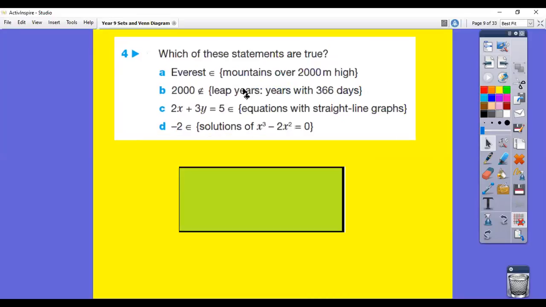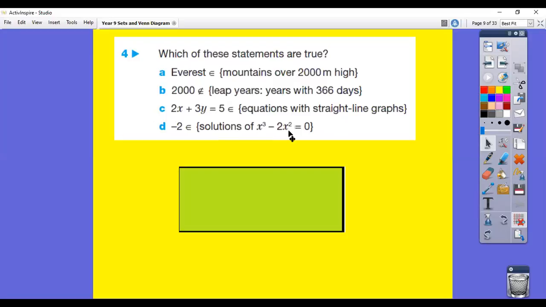Moving on to question 4. Which of these statements are true? So is Everest an element of mountains over 2,000 meters high? 2,000 is not an element of leap years, so years with 366 days. So that's the year 2000. 2x plus 3y equals 5 is an element of equations with straight line graphs. D, -2 is an element of solutions of x to the power 3, subtract 2x squared, which equals 0.